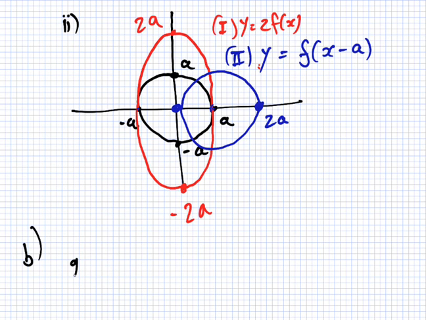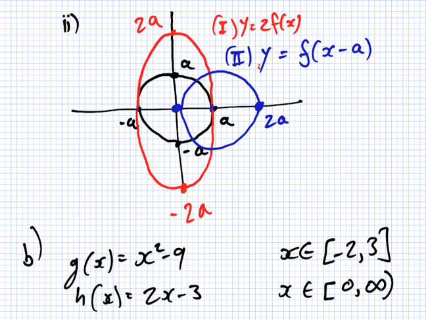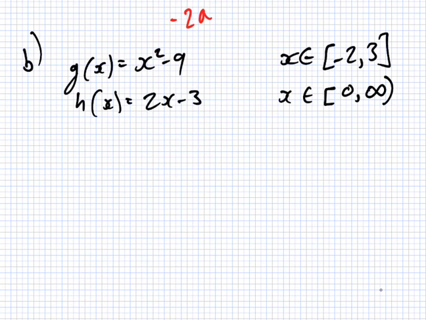Right, so B part. You have g(x) equals x squared minus 9, x is from minus 2 to 3. h(x) equals 2x minus 3, x is from 0 to infinity. What is the range of g? So I think it's minus 3 to infinity.